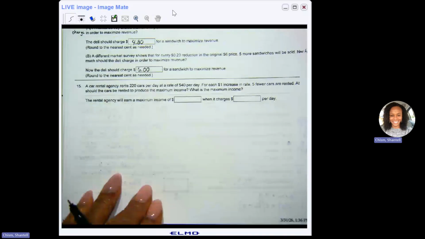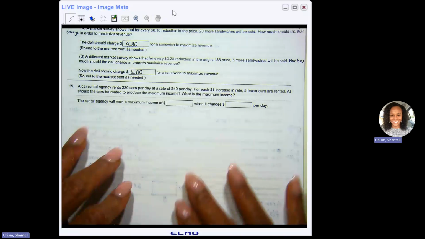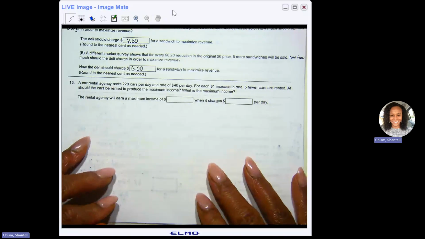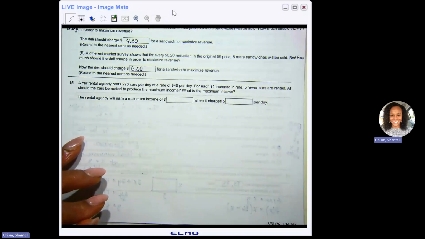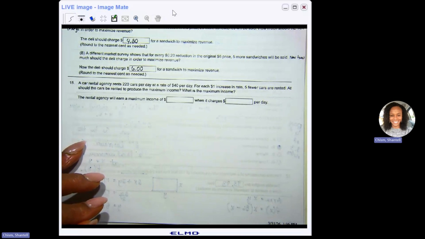All right, let's look at number 15. Let's look at one more of these here. So on this one, it says a car rental agency rents 220 cars per day at a rate of $40 per day. For each $1 increase in rate, 5 fewer cars are rented.